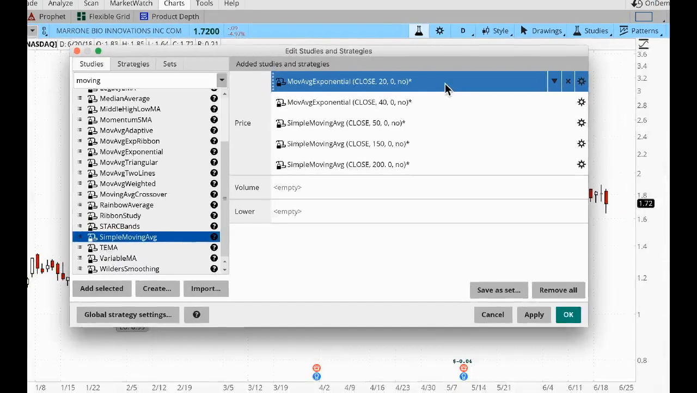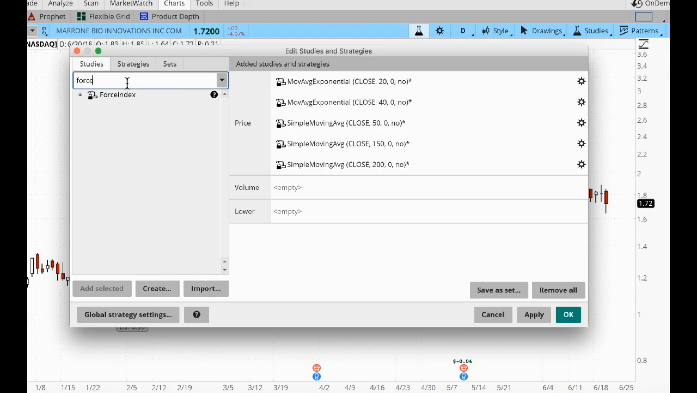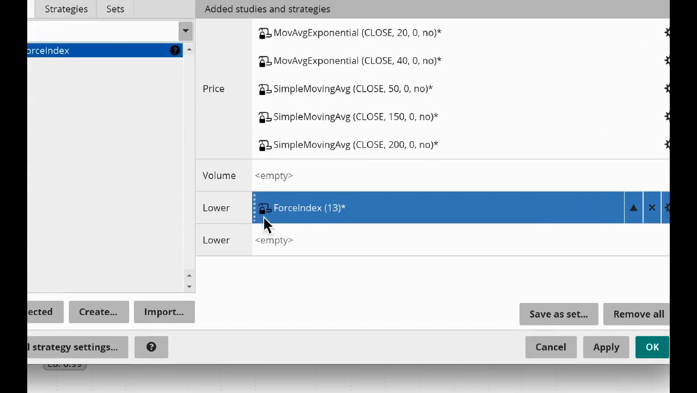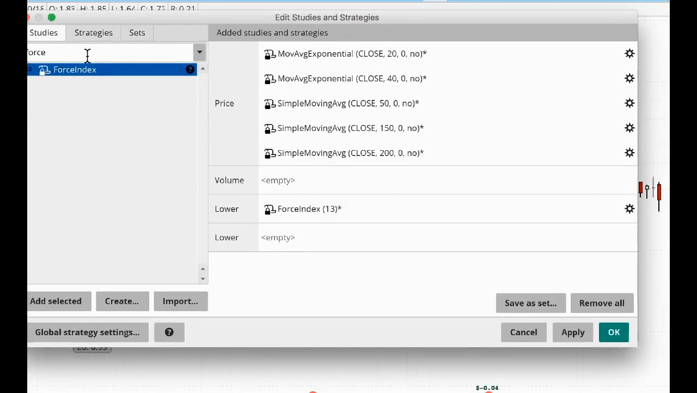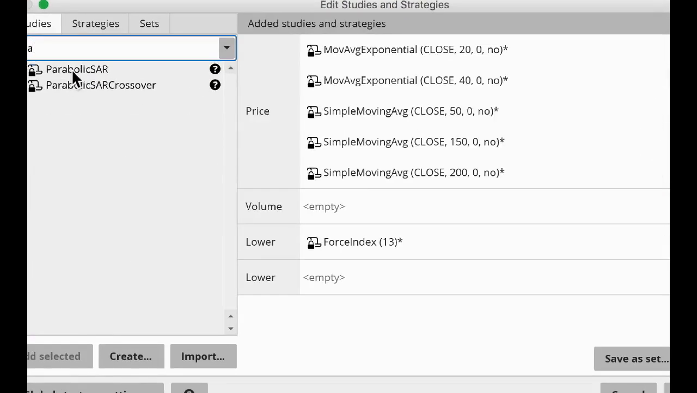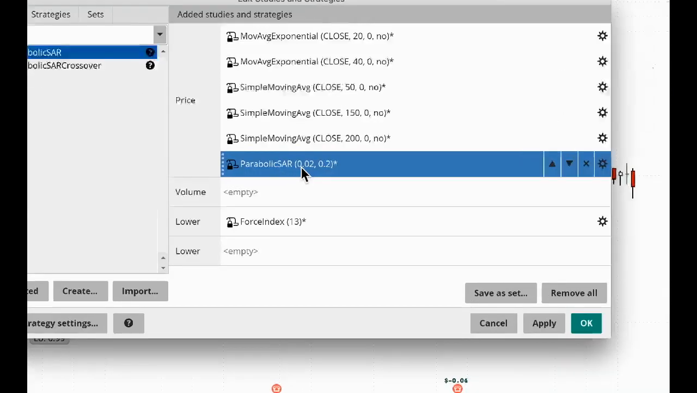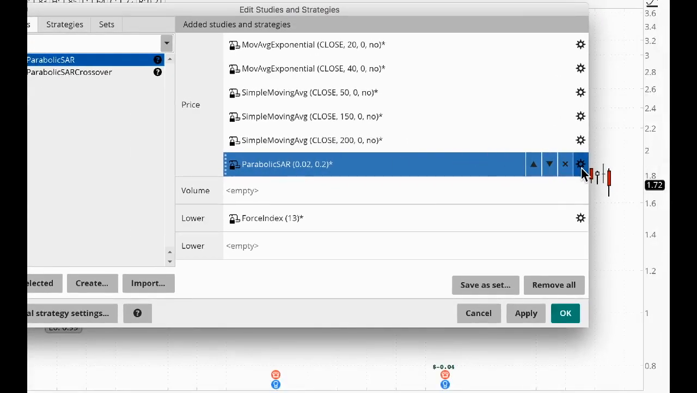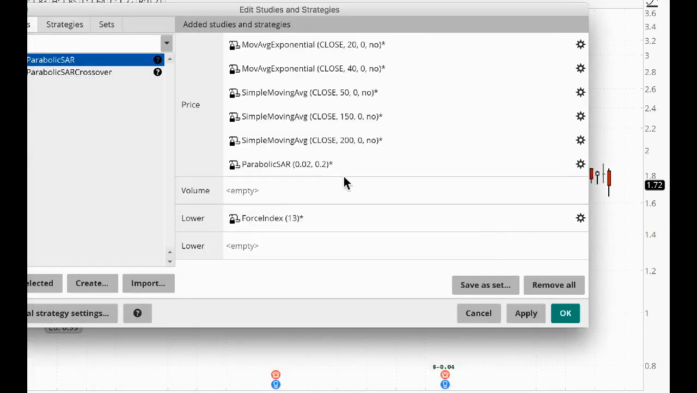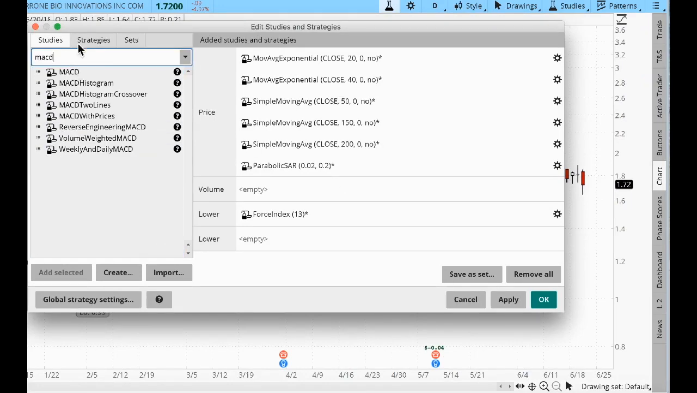Okay, next I'm going to put in my three indicators. The first is the force index. There we go, force index. Click, click. And by default it's 13, so we'll leave it as 13. Next is the parabolic SAR. That one, click, click. And yeah, that is parabolic SAR. And I want to change the color to black. Just my preference. Okay. Finally, I'm going to use the MACD, moving average convergence divergence.